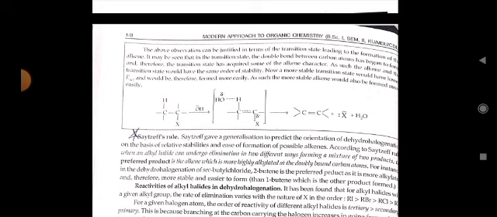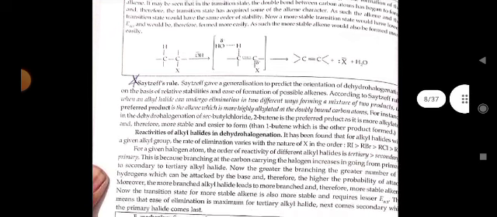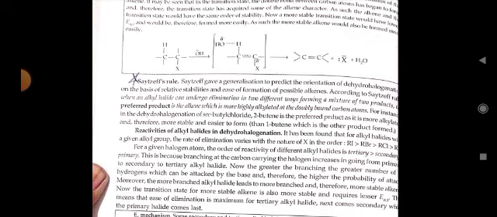Saytzeff rule. Saytzeff gave a generalization to predict the orientation of dehydrohalogenation on the basis of relative stability and ease of formation of possible alkenes. According to Saytzeff rule, when an alkyl halide can undergo elimination in two different ways, forming a mixture of two products, the preferred product is the alkene which is more highly alkylated at the doubly bonded carbon atom. For instance, in the dehydrohalogenation of secondary butyl chloride, 2-butene is the preferred product as it is more alkylated and therefore more stable and easier to form than 1-butene, which is the other product formed.